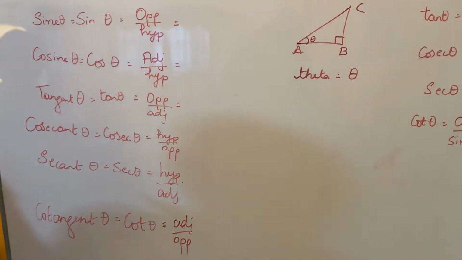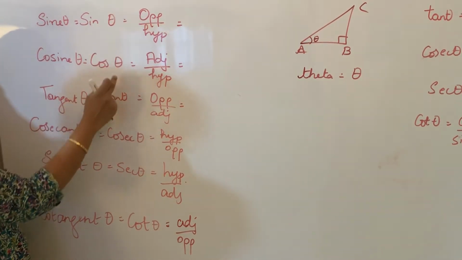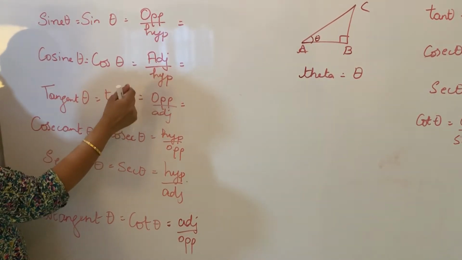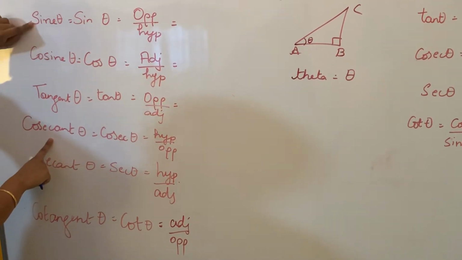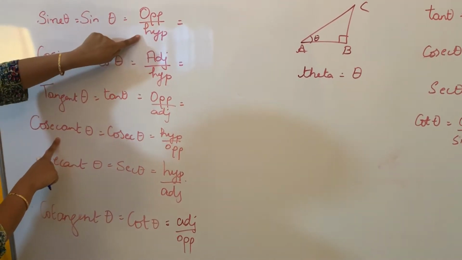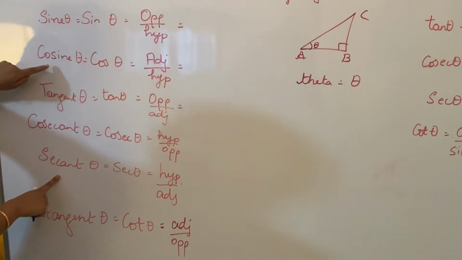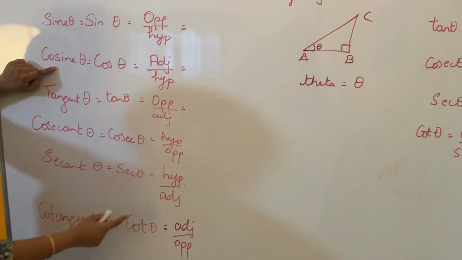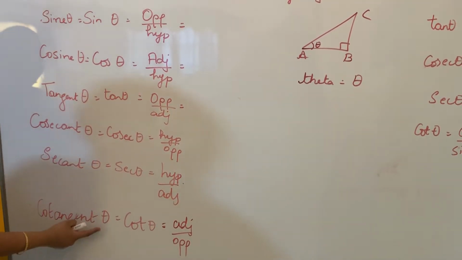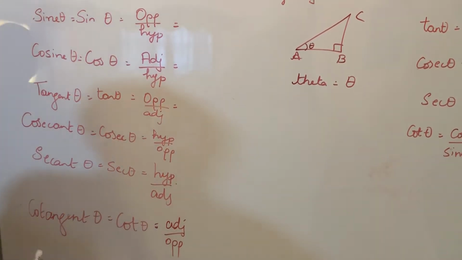Let us see how it is. See, tan theta is given by opposite by adjacent. If I divide sin by cos, hypotenuse will get cancelled, opposite by adjacent. Same way, cosecant theta is reciprocal of sin. Sin is opposite by hypotenuse, here it is hypotenuse by opposite. Similarly, secant is reciprocal of cos. Here it is adjacent by hypotenuse, and secant is hypotenuse by adjacent. Same way, cot theta is reciprocal of tan. It is given by adjacent by opposite.